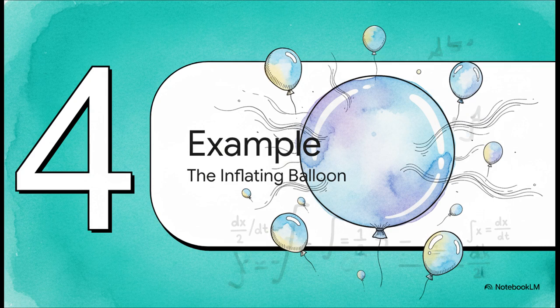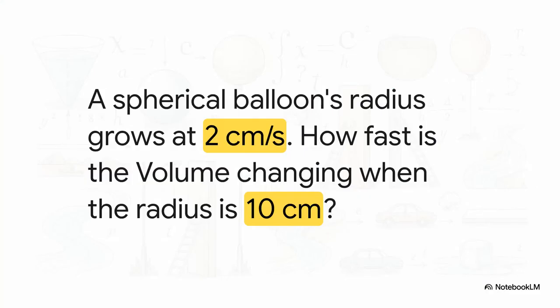We're going to start with an absolute classic, the inflating balloon. It is the perfect way to see our 4-step plan just work its magic. So here's our setup. We're told the rate the radius is changing. That's our dr/dt, and it's 2 centimeters per second. And what we want to find is the rate the volume is changing, dV/dt, at the exact moment the radius, r, hits 10 centimeters.